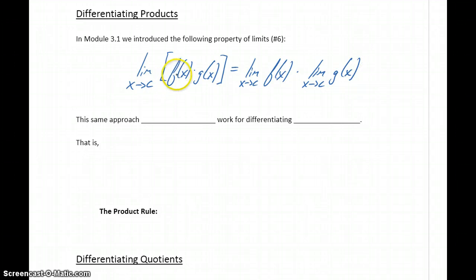So, two functions, we just split the limit to each of those individual factors, take the limit of the first function times the limit of the second function. What we want to be very clear on at this point is that this same approach absolutely does not work for differentiating products.